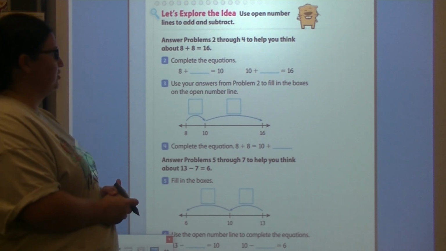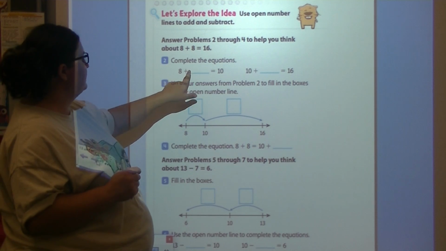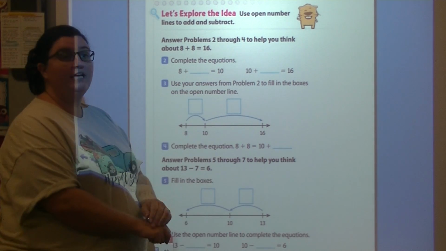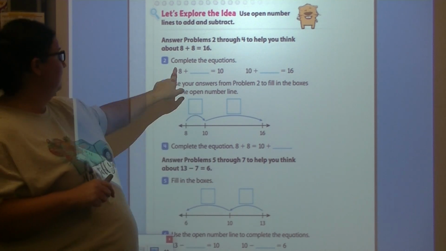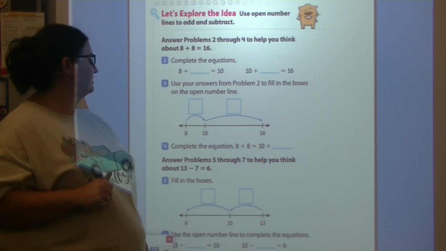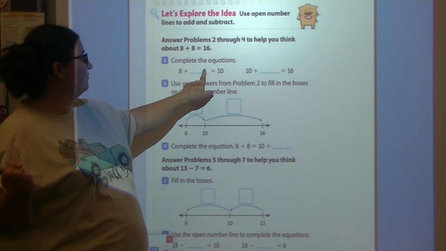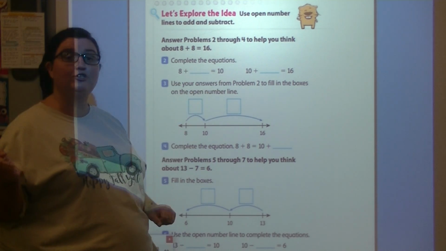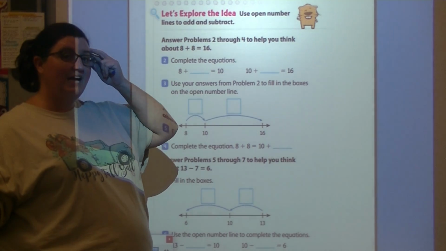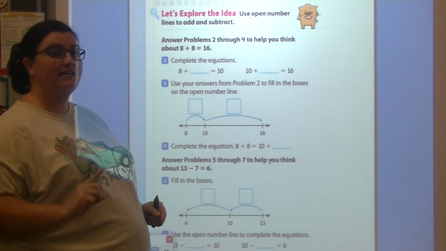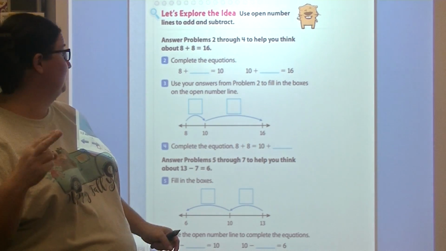Complete the equations. 8 plus what number equals 10? Alright, so we're going to count on from 8 until we get to 10. Start with 8. Count on. Get ready. 8, 9, 10. How many? 2.